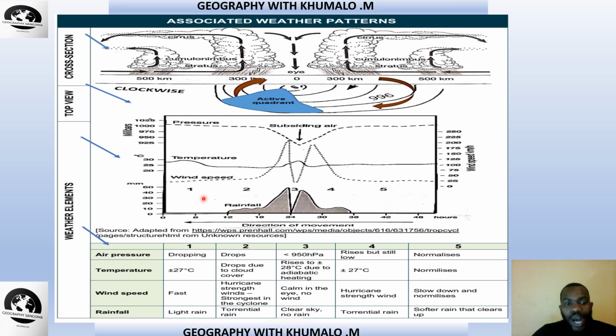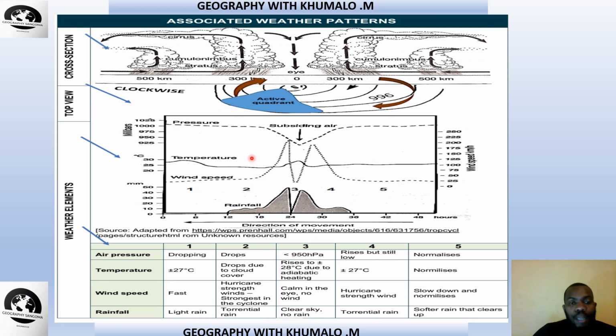Now there at 1, the air pressure is dropping, the temperature is increasing, above 27 degrees Celsius, so it allows our tropical cyclone to form. And then the wind speed is fast from there, and then we just have light rainfall.